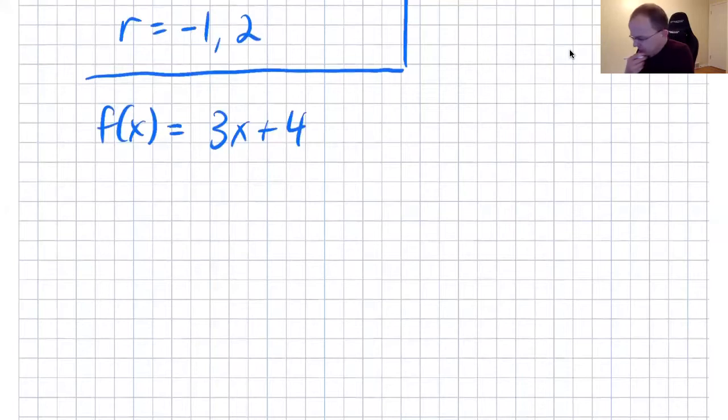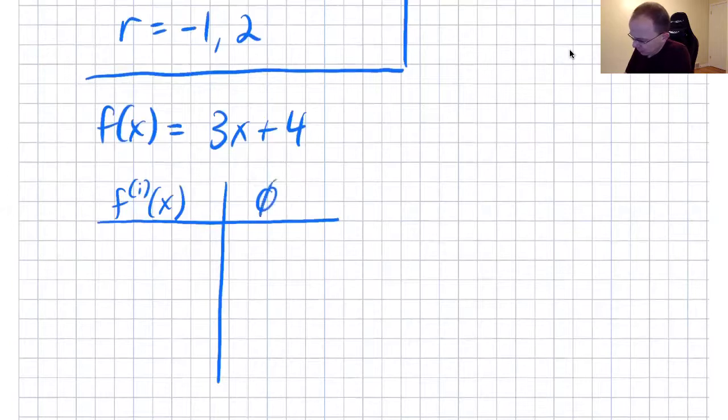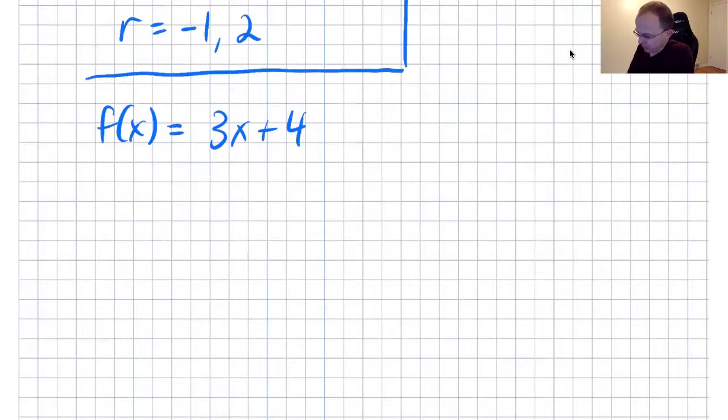Okay, so maybe we could write kind of like a table, where we have derivatives of f of x here, and then over here, we could have the term phi that we're getting. Might be a good idea. I don't know. Maybe that's kind of confusing. I'm never really sure how to organize this stuff. So let's just start taking derivatives and see where that takes us.